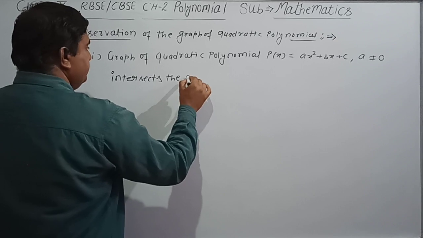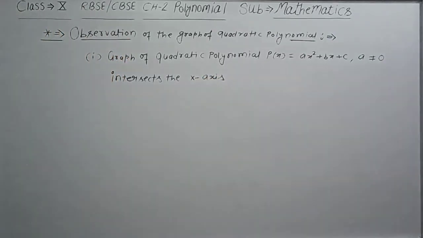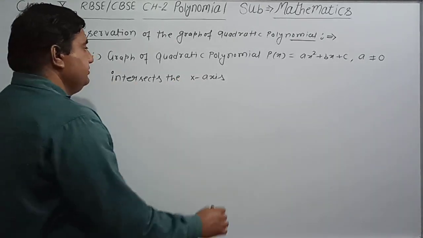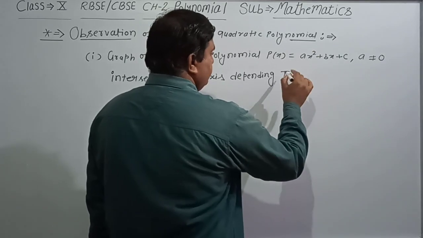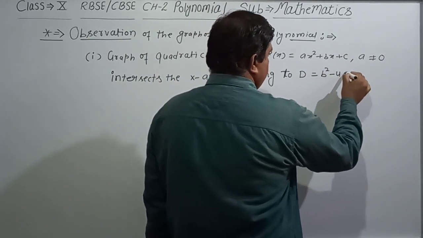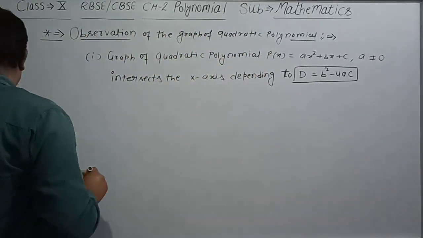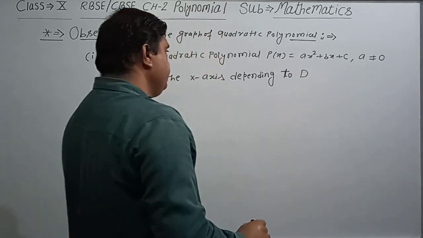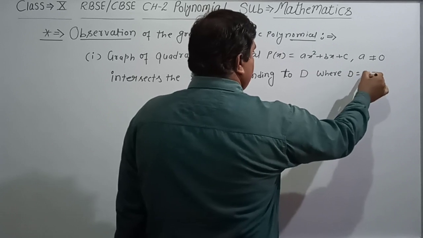The graph of quadratic polynomial p(x) equals ax square plus bx plus c, a not equal to 0, intersects the x-axis depending on D, where D equals b square minus 4ac.